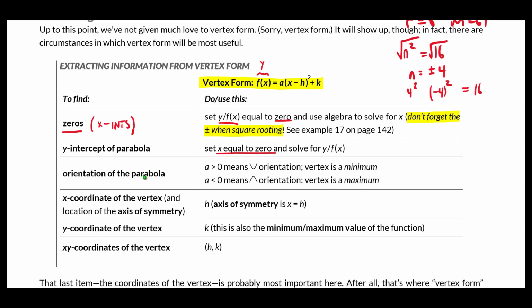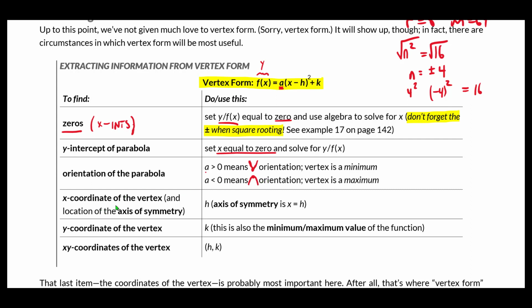The orientation of the parabola: we figure out the orientation of the parabola in vertex form exactly the same way that we do it in standard form and intercept form. We just need to know that when a is greater than 0, in other words, when a is positive, we have an opening upward or smiley face orientation, and the vertex is a minimum. When a is less than 0, in other words, when a is negative, we have an opening downward or sad face, a frowning parabola, and the vertex is a maximum.